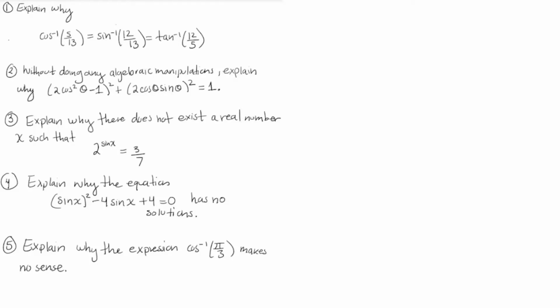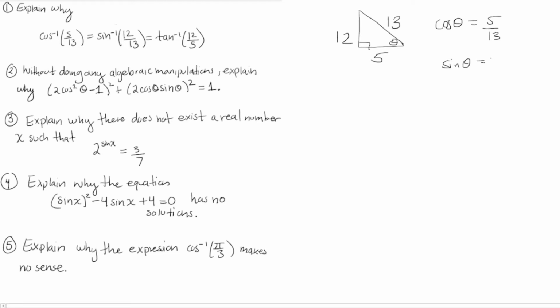Explain why inverse cosine of 5 over 13 is equal to inverse sine of 12 over 13 is equal to inverse tangent of 12 over 5. Well, first let's start off with a 5, 12, 13 triangle. So we'll have the base is 5, the height is 12, and the hypotenuse is 13. We have cosine of theta is adjacent over hypotenuse. Sine of theta is opposite over hypotenuse, and tangent of theta is opposite over adjacent.